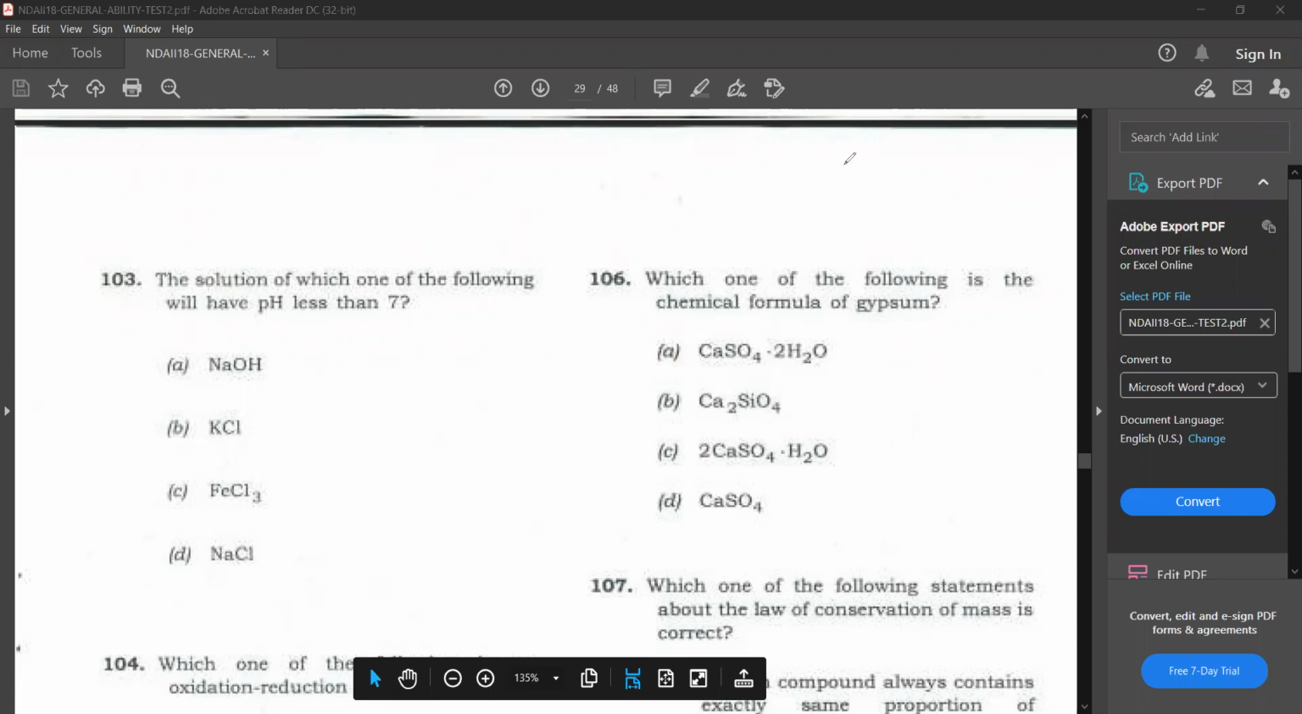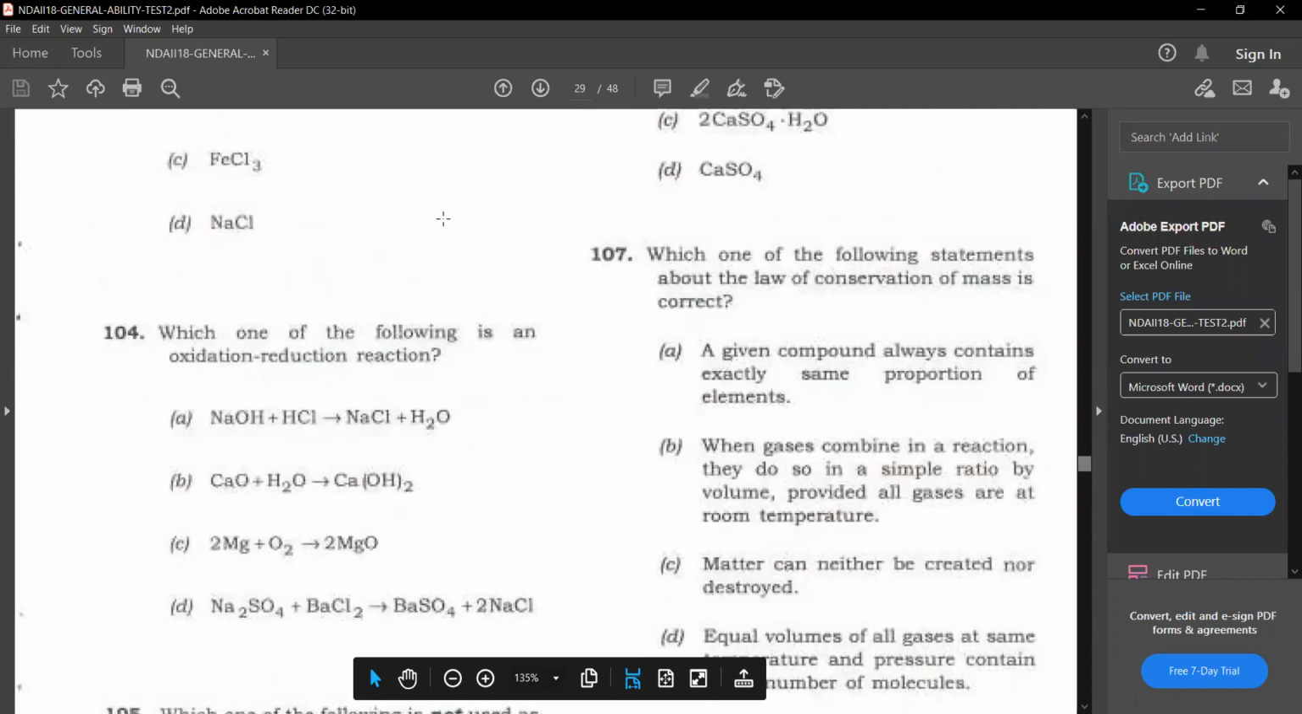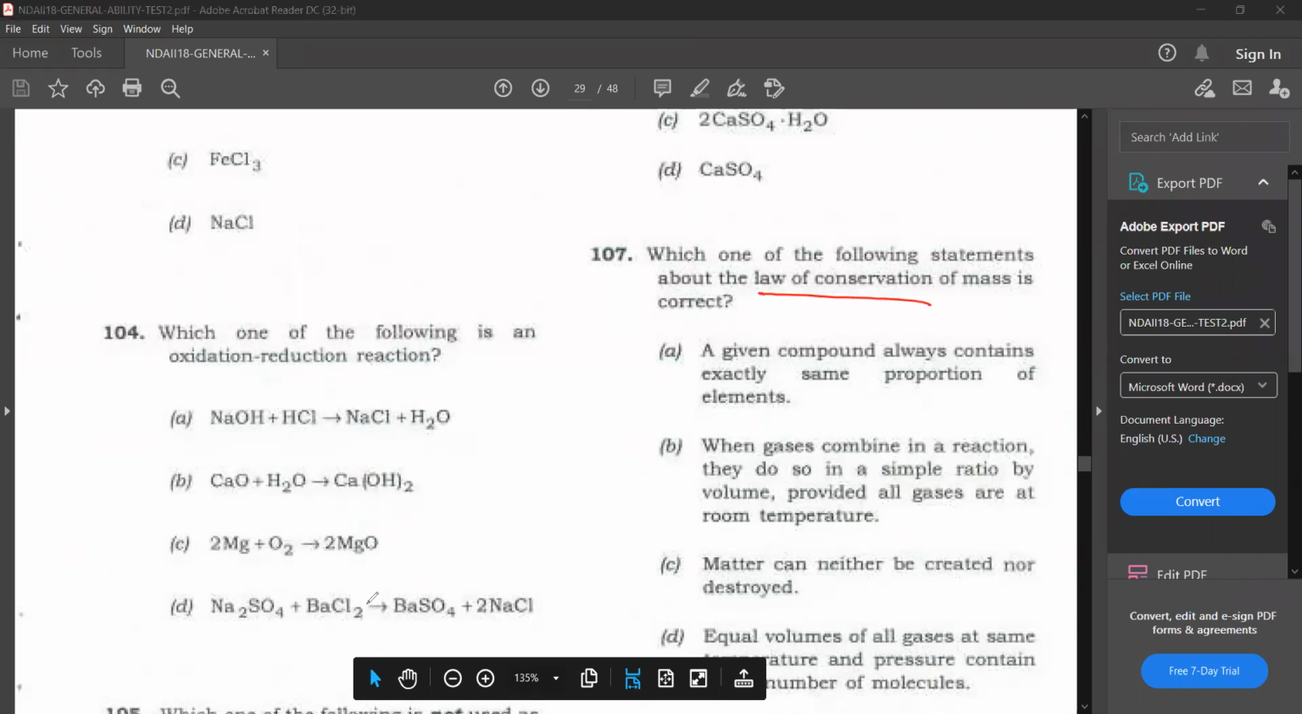Next question. Which one of the following statements is correct? So what are the statements? A given compound contains exactly the same proportion of elements. So they are asking about statements about the law of conservation of mass. You have to check the statement which is correct about the law of conservation of mass. It is clear option C is correct. Matter can neither be created nor destroyed. So mass also can neither be created nor destroyed. That is a statement related to the law of conservation of mass.